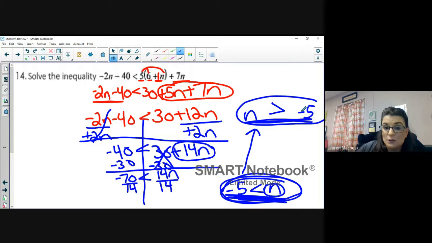So remember, if n is greater than -5, what are some possibilities for n? Could be -4, could be -3, -2, -1, 0, 1, 2. Think about greater than -5. -6 would not work because -6 is smaller. So these are some possibilities for n. There's a lot more, just some to think about.